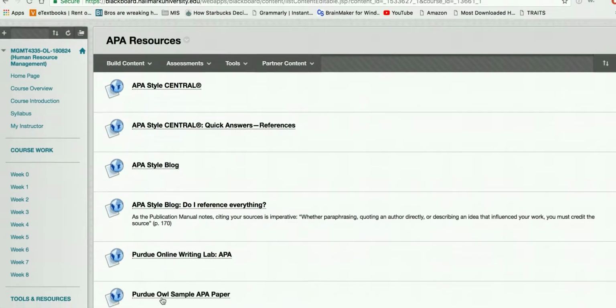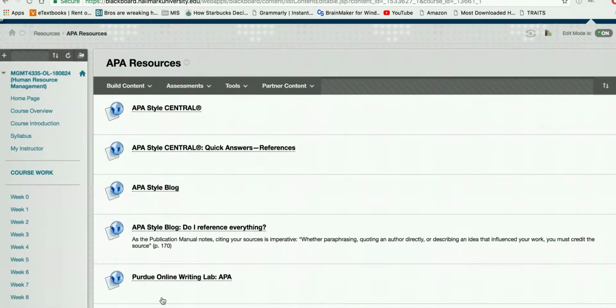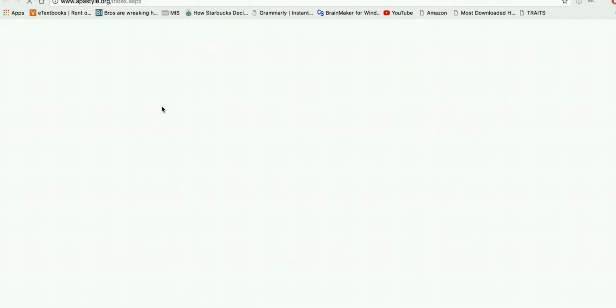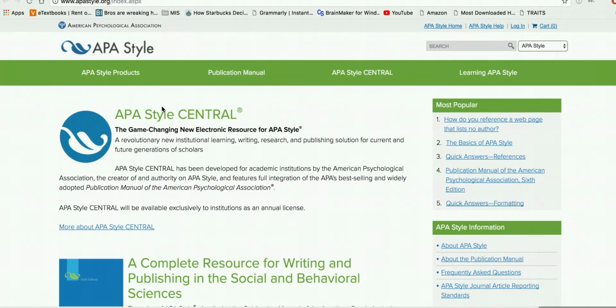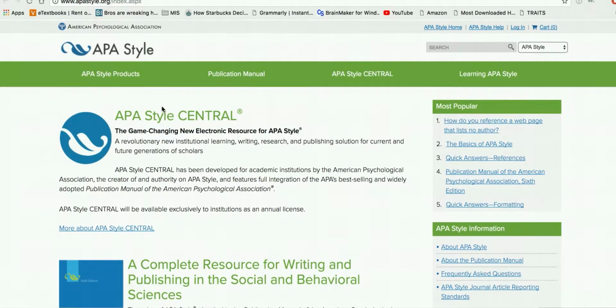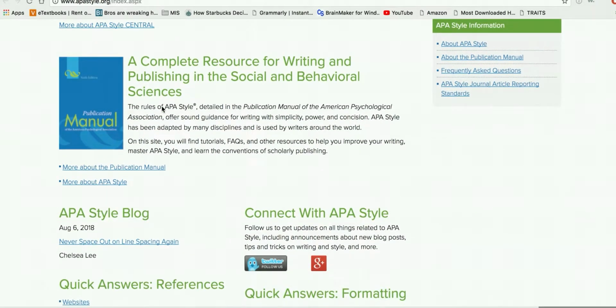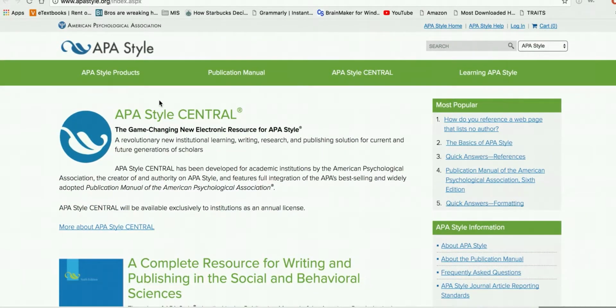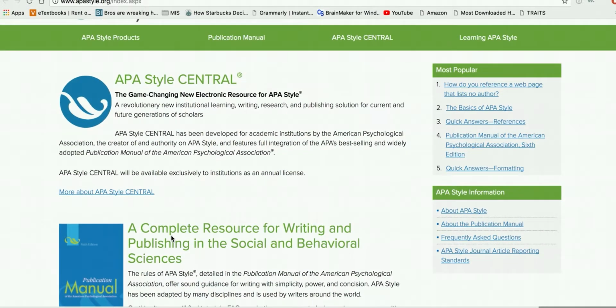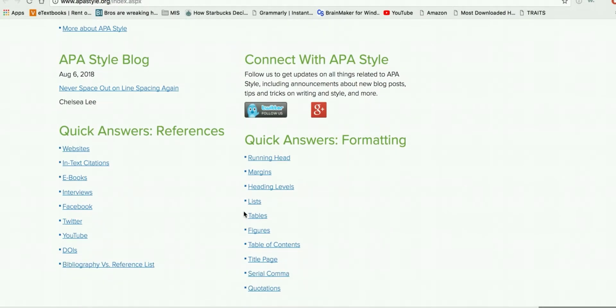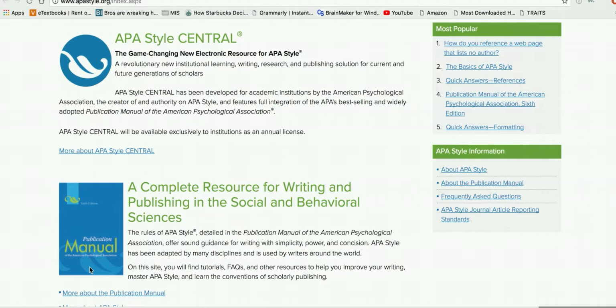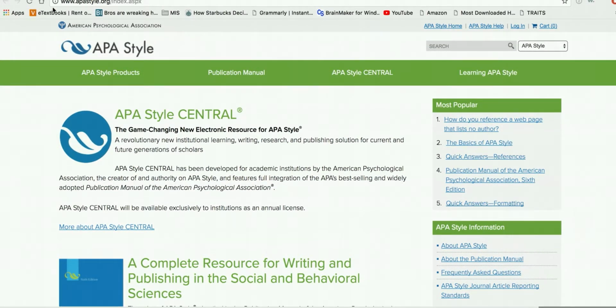There is a whole list of APA information. If you go to the first one, it takes you to the American Psychological Association page, and it tells you about the APA reference guide, but it'll give you a lot of different information out there on formatting. You don't even have to have the publication manual to write a paper. You can just follow a lot of the information that's here.